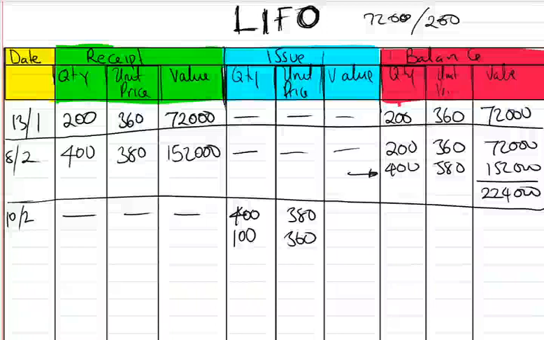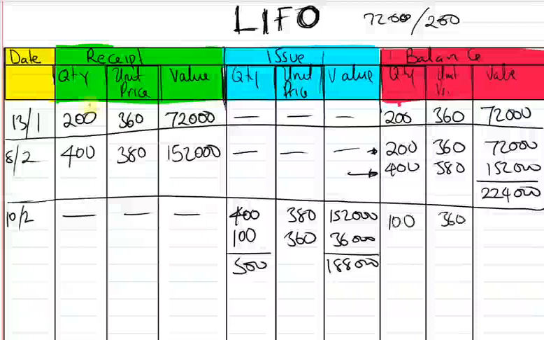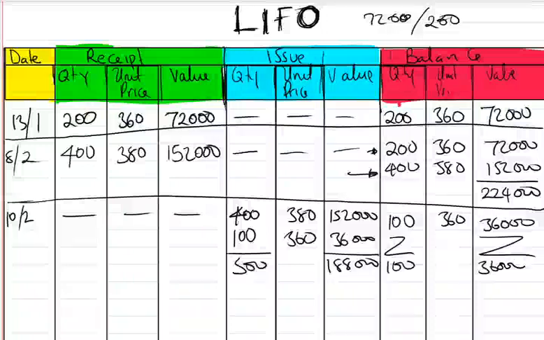If we multiply those, we find 152,000, and if we multiply this, it's 36,000. When we add them up, we find 188,000, and here the 500. Now our stock will only remain with the 100 that is left after they removed 100 from the 200. So it's going to say 100 at 360, that's 36,000. So we can close that one as well.